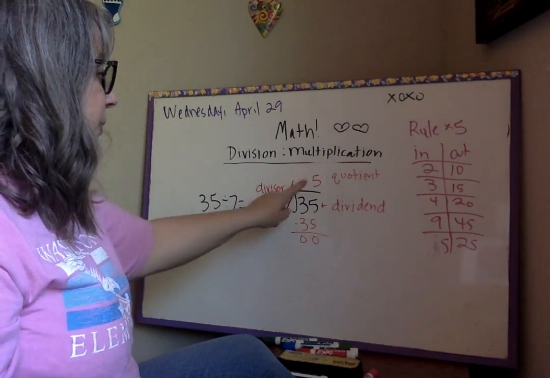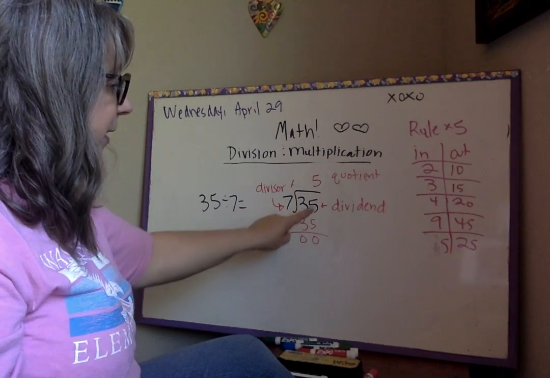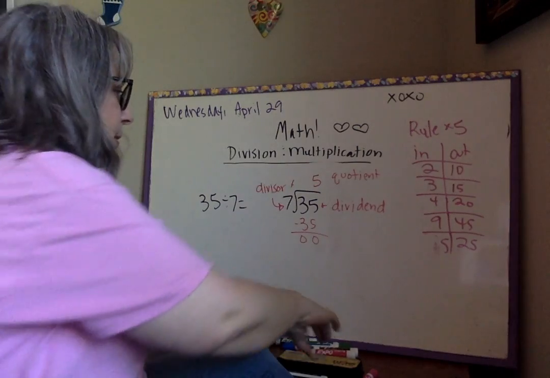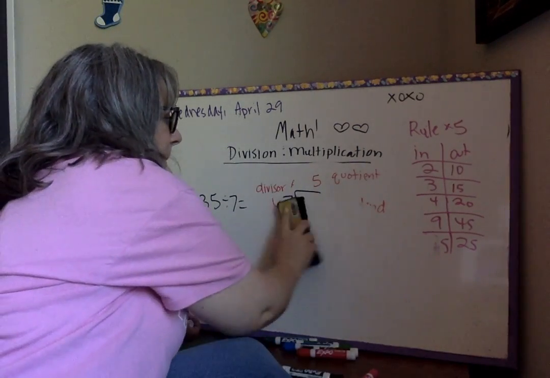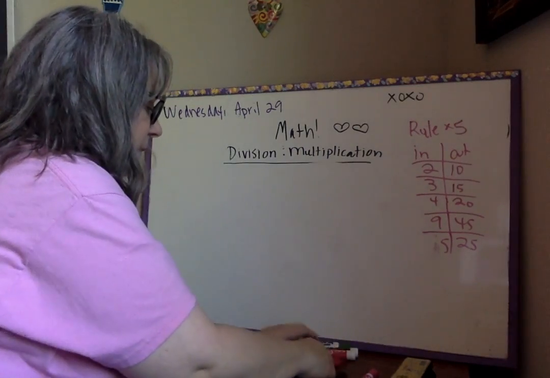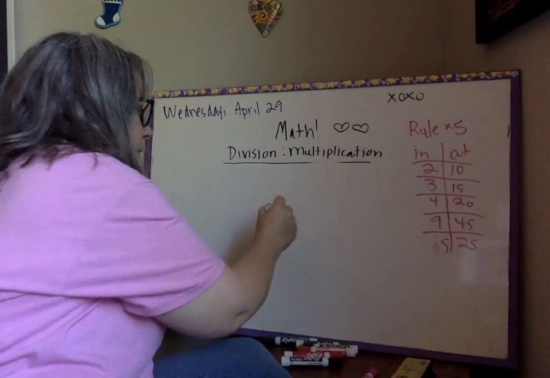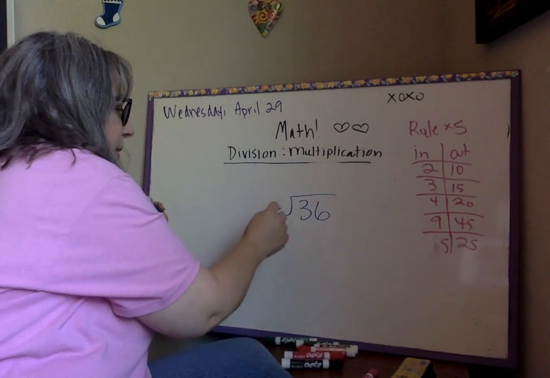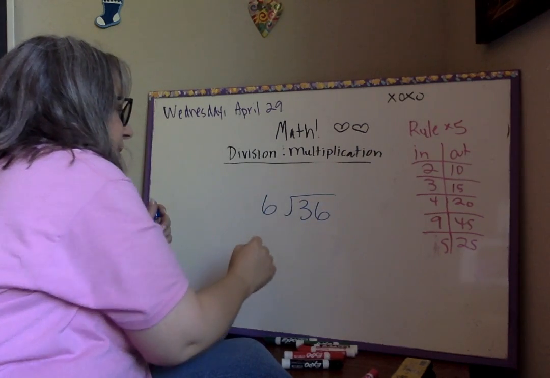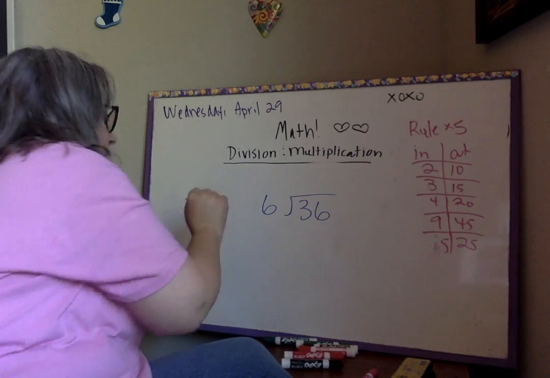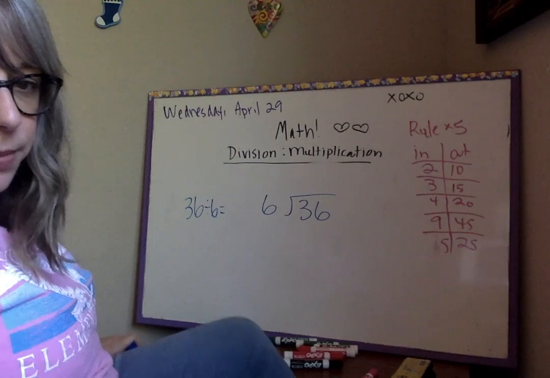So 7 times 5 is 35. This is called the dividend. This is the divisor, and there's our quotient. So let's try another one. Our dividend is going to be 36. Our divisor is going to be 6. And this is what it looks like. It's another way of writing out a division problem.